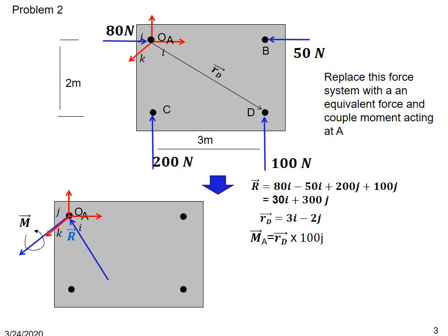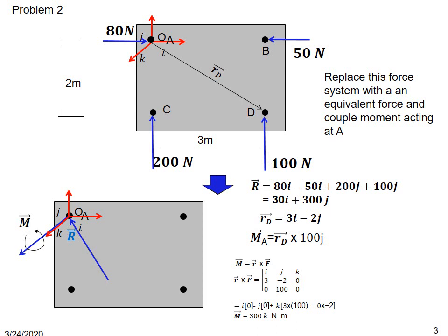The only force that creates a moment is the force 100 Newton acting at D. So the moment of that force is R cross F. R is RD and the force is acting in the positive J direction. So it's 100J. So we can write M as R cross F.